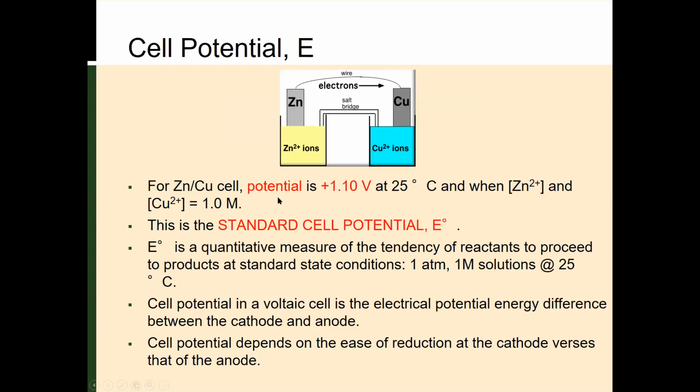Okay, so for this zinc cell, the cell potential is 1.10 volts, and because it's at standard conditions, it is called the standard cell potential, which is the E with a little zero on there. If you're just measuring it, you're measuring E. If you're measuring it at standard conditions, it's E0. Okay.